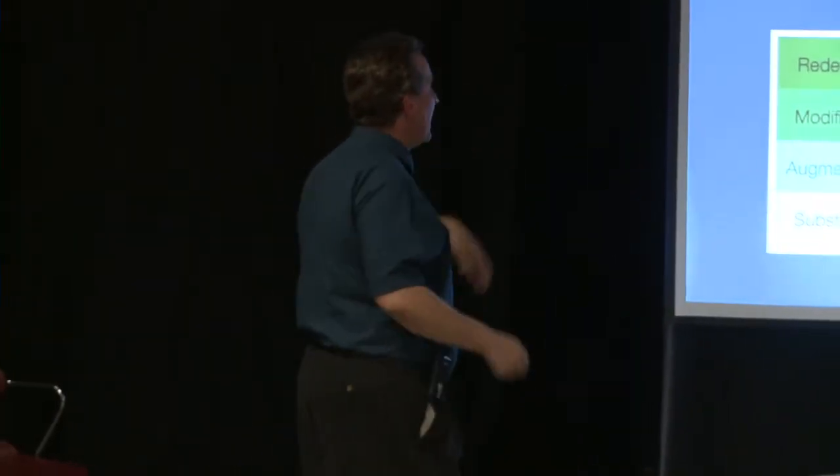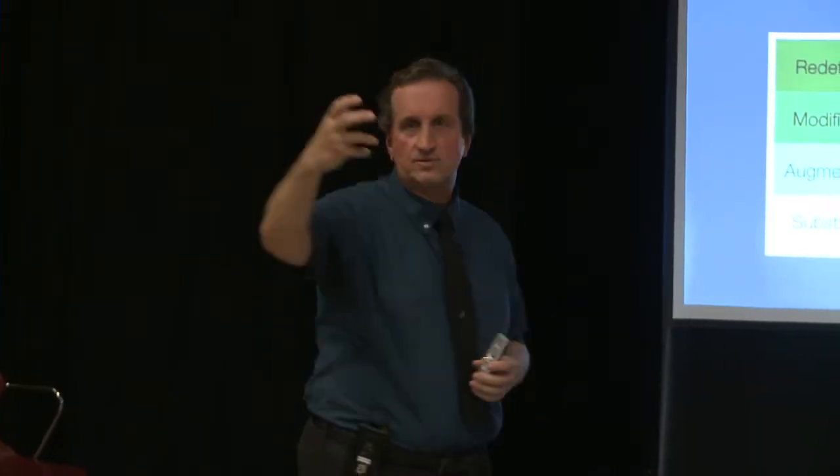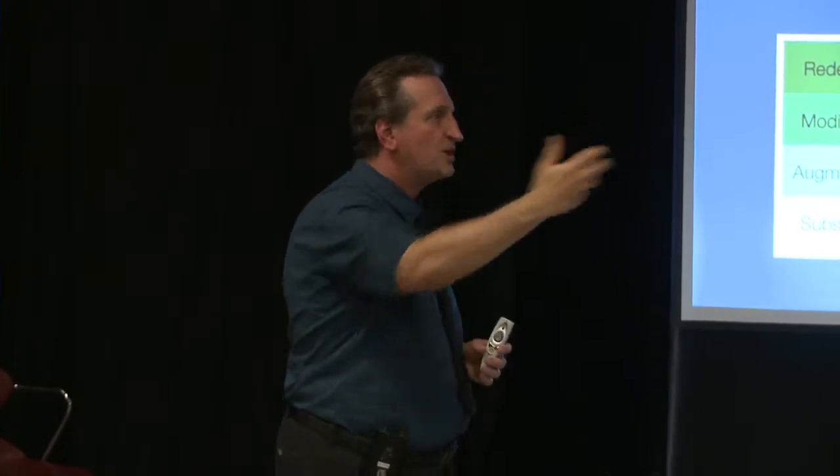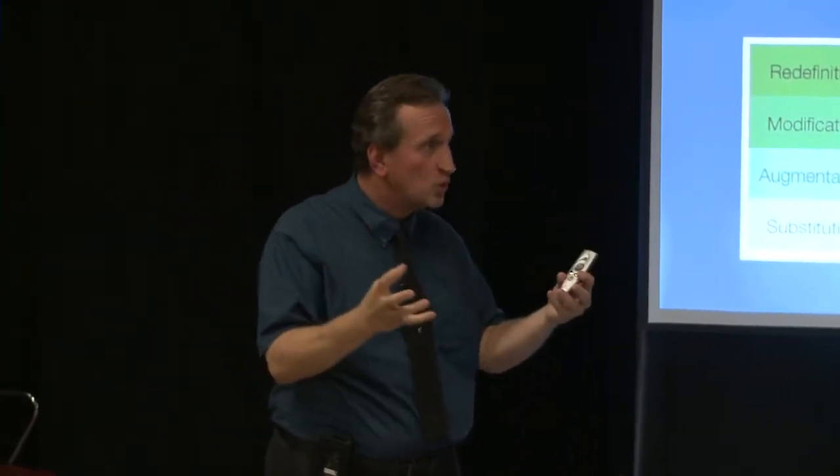Then we move up into the higher levels. Modification is the next level. Here, technology allows for a significant redesign of the task. In other words, they take that same task and now do more with it. They completely redesign what they're doing. They might use email to communicate back and forth with people. They might use spreadsheets and graphic design programs to really retool that particular project.